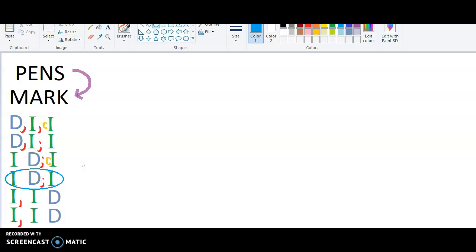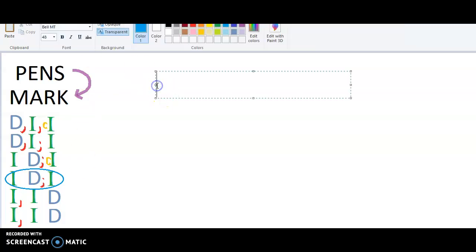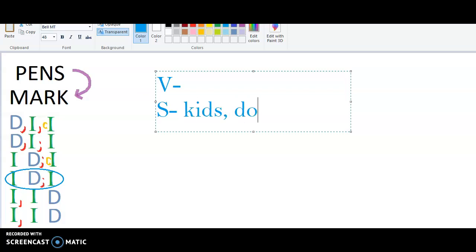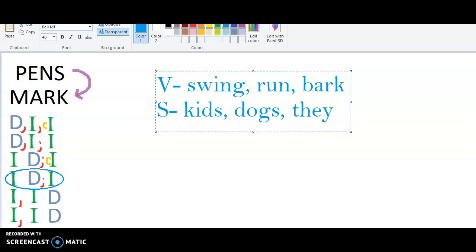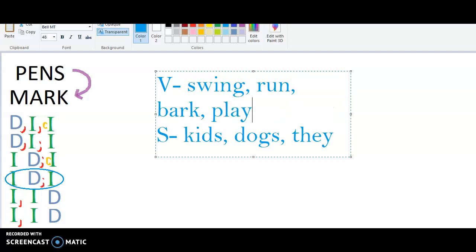Alright, the next step is N. Note the words. So I'm going to type V for verbs and S for subjects. My subjects are kids, dogs, and they. My verbs are swing, run, bark, because dogs bark at the kids, and play.